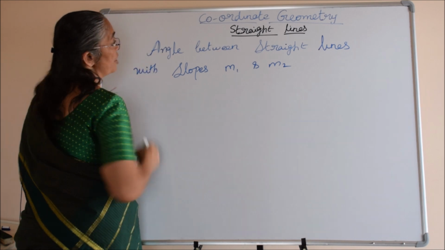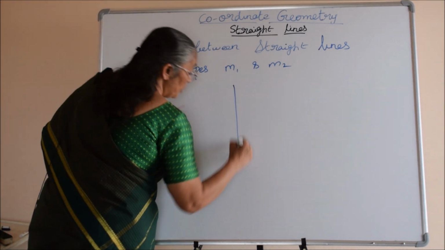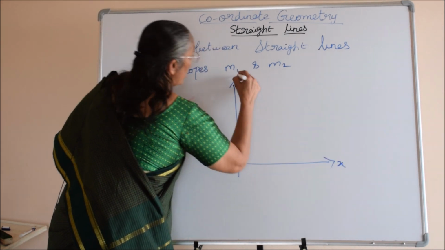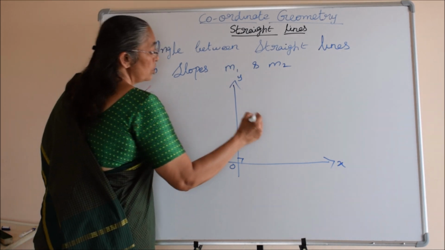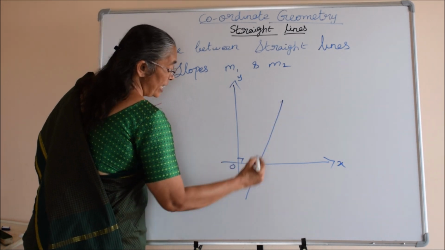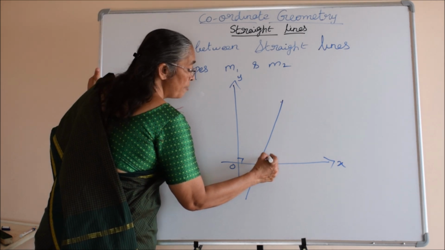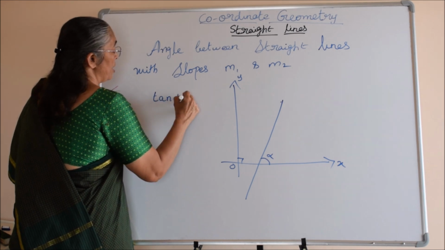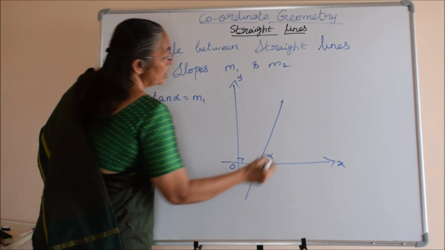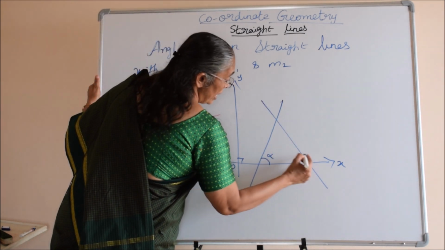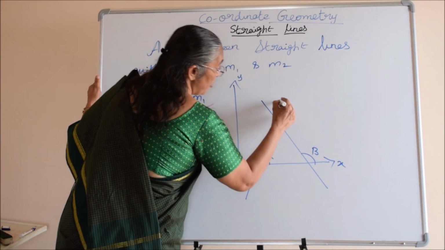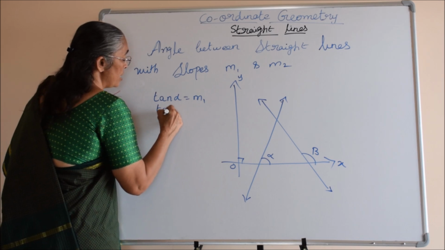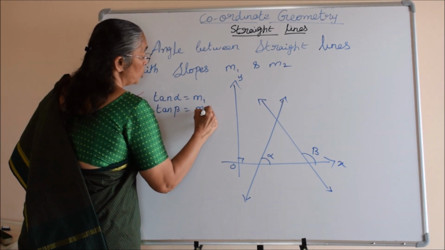So, let us derive this. Let the x axis and y axis intersect at the origin. Consider two straight lines. This straight line is making an angle of alpha with the positive direction of the x axis, so tan alpha is nothing but m1. Now, take another straight line which is making an angle of beta with the positive direction of the x axis. So, tan beta is equal to another slope, m2.